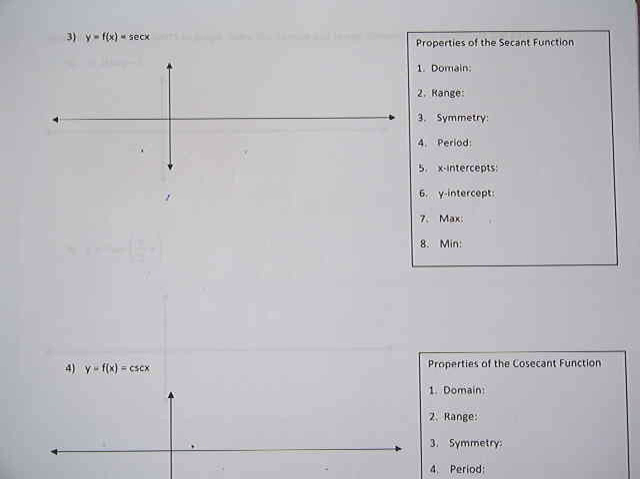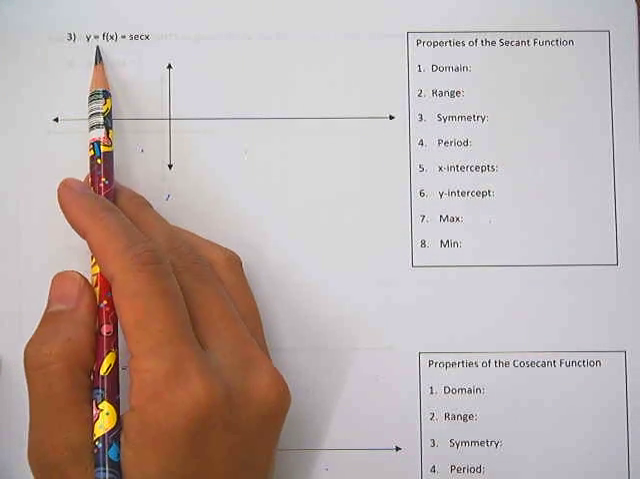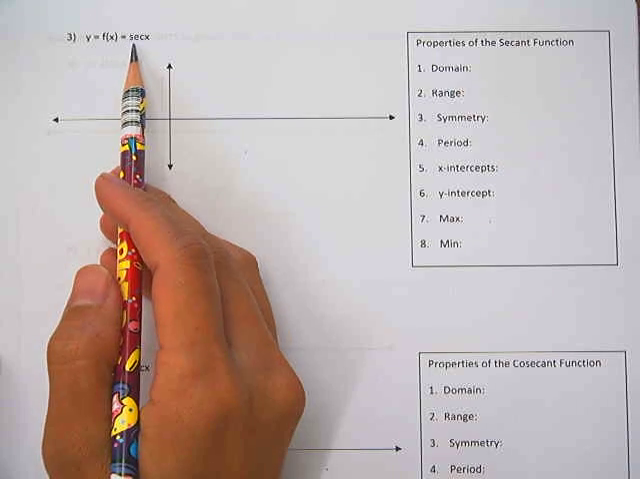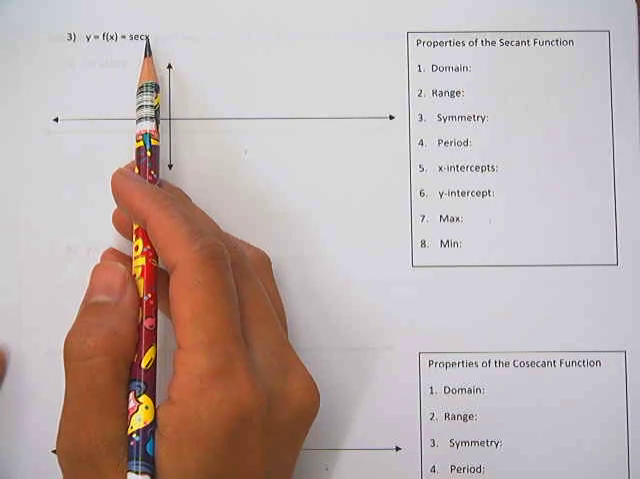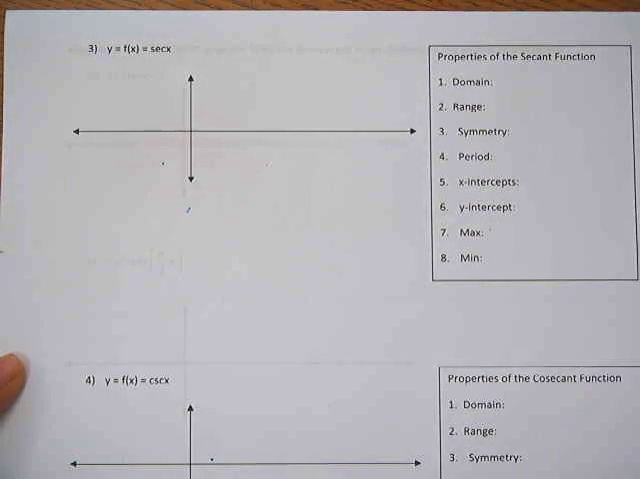Hey y'all, we're going to pick up where we left off, which is graphing one of the trig functions. So today we are going to graph y equals f of x, which equals secant of x. Now let's remind ourselves of what the reciprocal function is for secant.